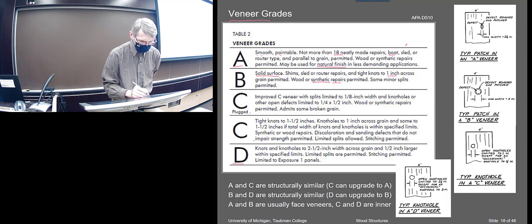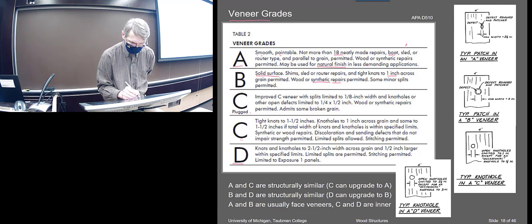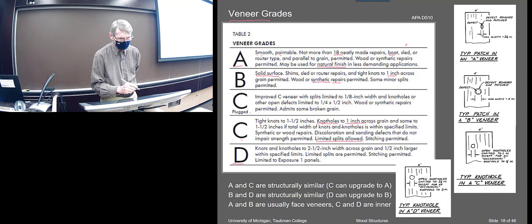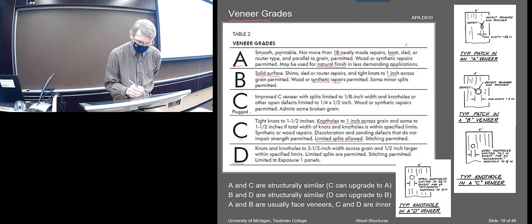Then you've got C that's plugged and C that's not plugged. So these would be the ones that have holes in them, right? It says it can have knot holes up to 1 inch, but I think it can also have 1.5 inches total width knots and knot holes within limits. Okay, discoloration, limited splits. Okay, tight knots, knots up to knot holes. Okay, so yeah, it can have holes up to 1 inch. Okay, and tight knots, I guess, are ones that don't fall out.